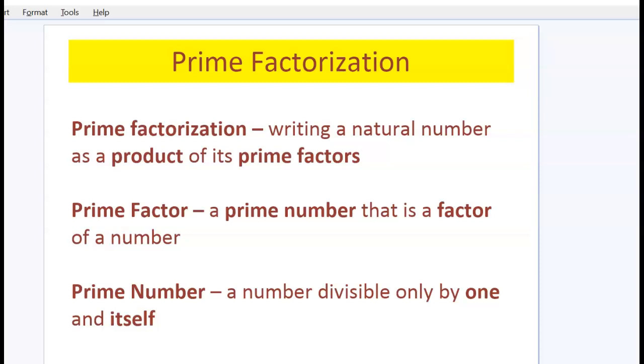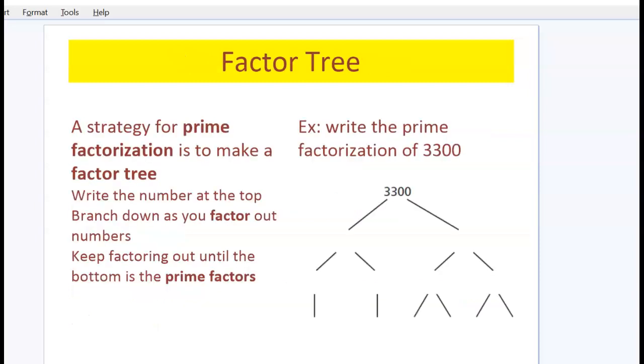Prime factorization is writing a natural number as a product of its prime factors. A second definition that we'll use in this section is that a prime factor is a prime number that is a factor of a number, and a prime number is a number only divisible by 1 and itself. So again, keep these in mind as we move forward. A strategy for prime factorization is to build a factor tree.